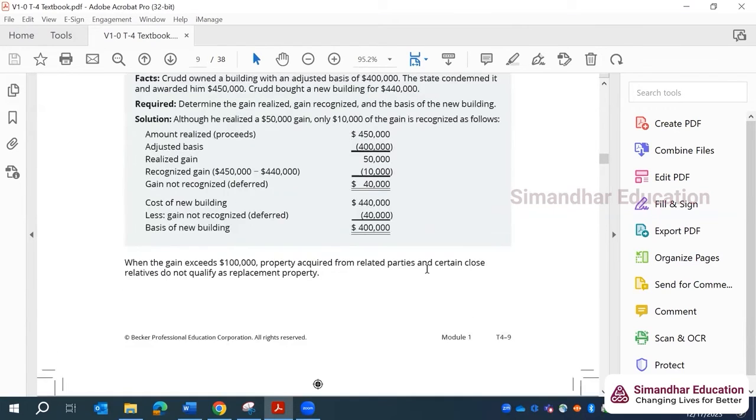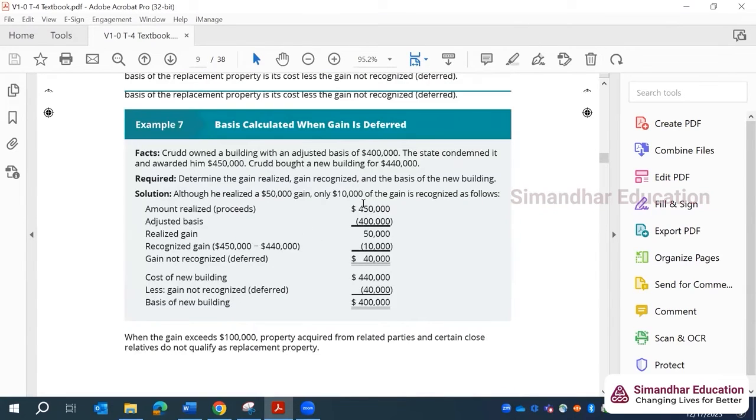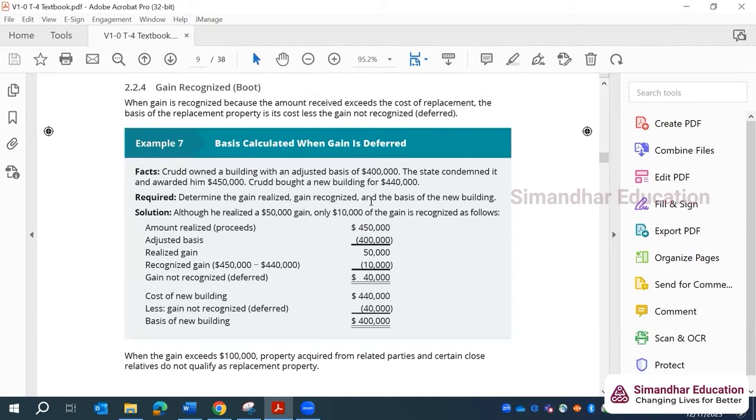Now, I'll go back to this example and let's make it a bit tricky. We have the same facts. The adjusted basis of the building was $400,000. The state condemned it and awarded him $450,000. And here we will change the purchase price of the building. The purchase price of the building is $500,000. So he bought a new building for $500,000.